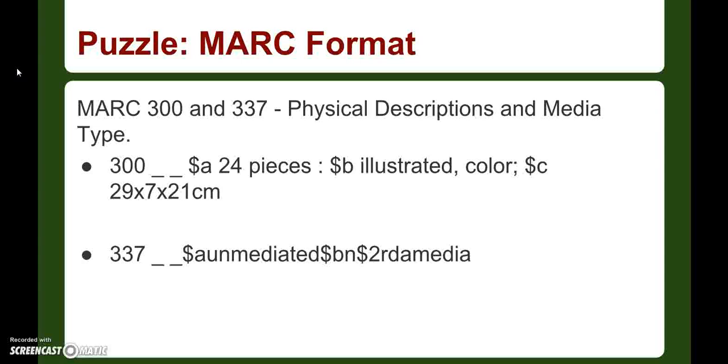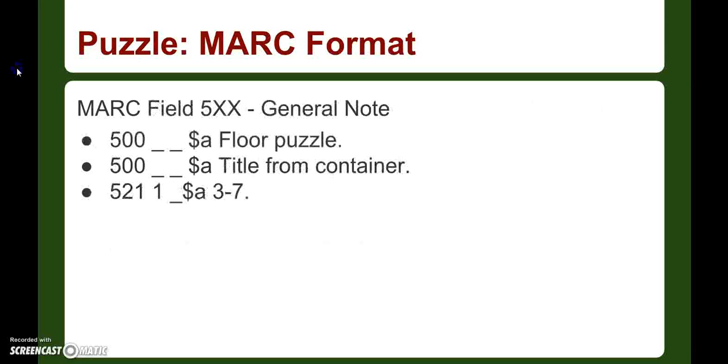The MARC 300 and 337 fields again are the physical descriptions and media types. In the 300 field, I have that it's 24 pieces. In the subfield B, it's illustrated and colored, and the subfield C shows the dimensions of the box that it came in. Again, this is measured in centimeters, unlike the CD, which is measured in inches. The 337 field shows that the item does not need a device to be played on, so it's unmediated.